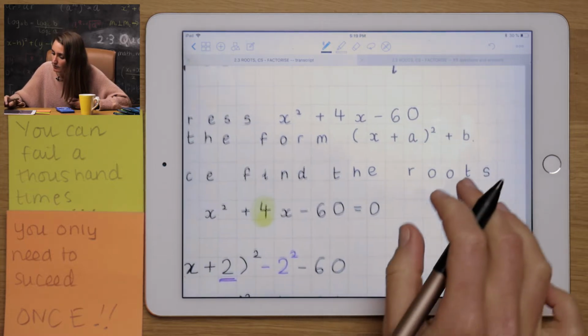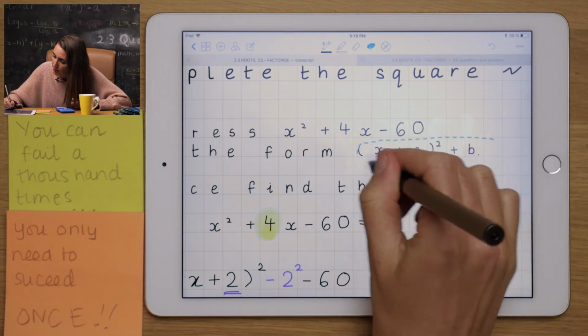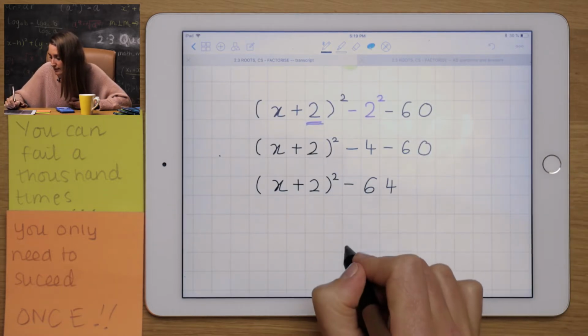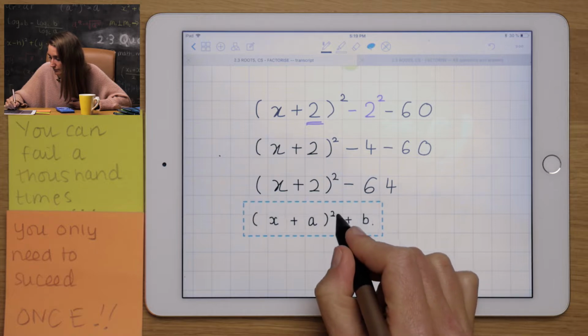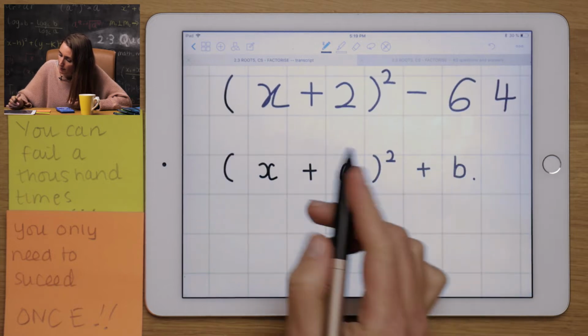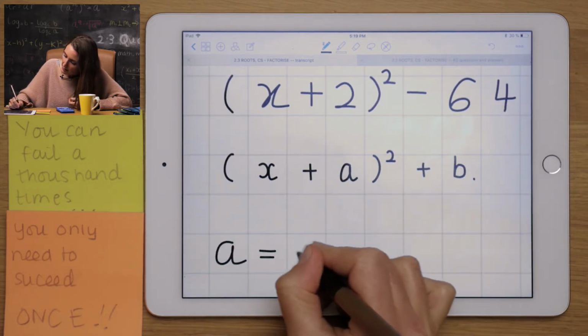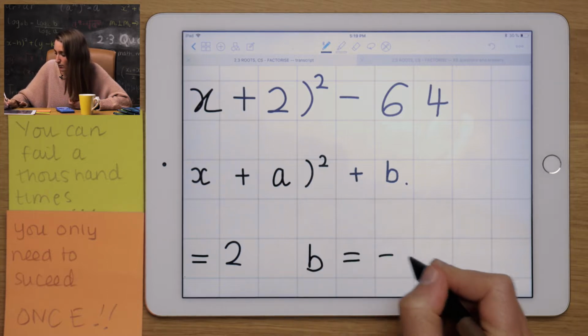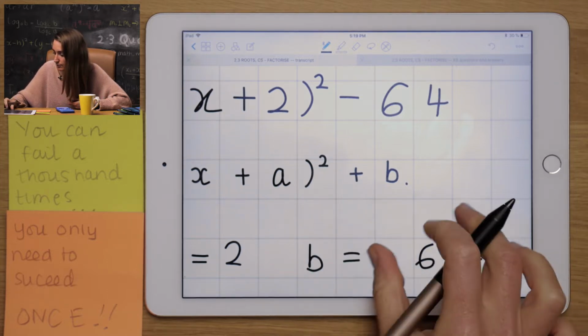If I compare that to how I was asked to express it, I can see that my a is 2 and my b is minus 64. a is equal to 2 and b is equal to minus 64.